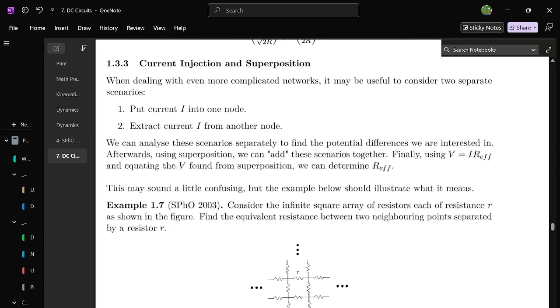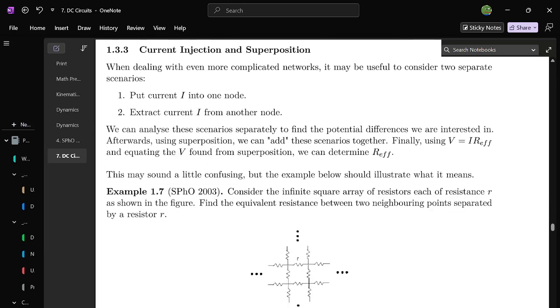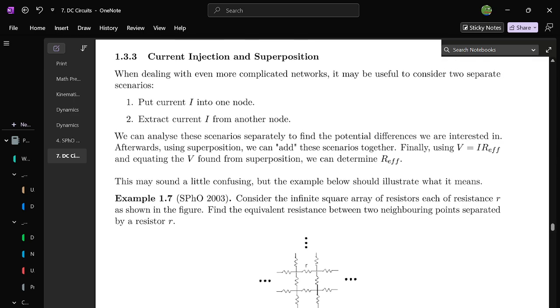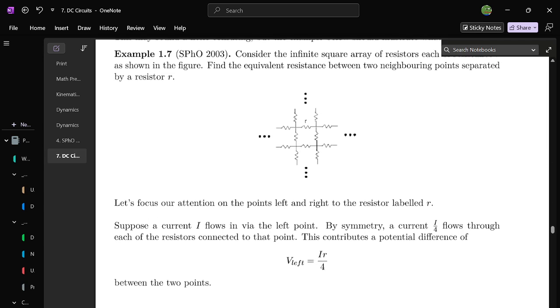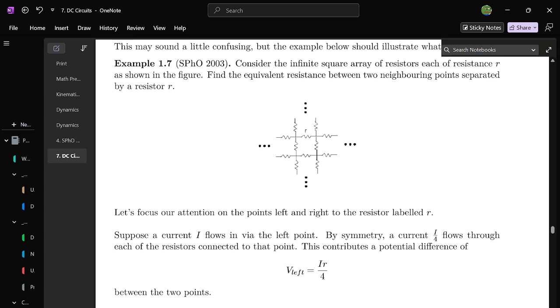Okay. Next idea is on current injection and superposition. When we deal with stuff like infinite networks, it's quite important to know how to do this because you can always just assume adding current into one node and removing current from another node. And you can superpose these situations together and try to analyze what happens to the potential difference between the 2 nodes. So here we have an example of an infinite square array, right?